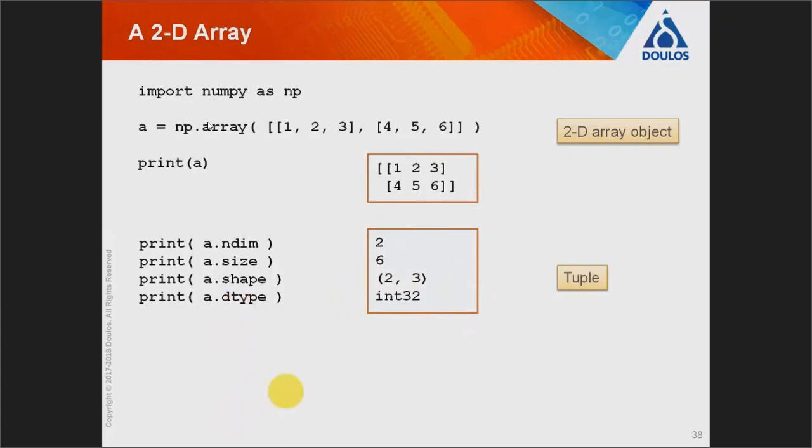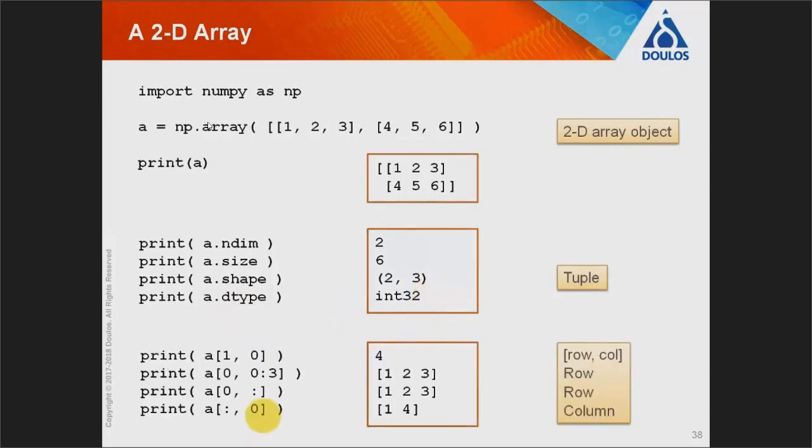We also have the data type of each element in the NumPy array. In general, lists in Python can contain mixed data types. Within NumPy arrays, however, all of the elements have to have the same data type. So in this case, the data type of each element in the NumPy array is int32.